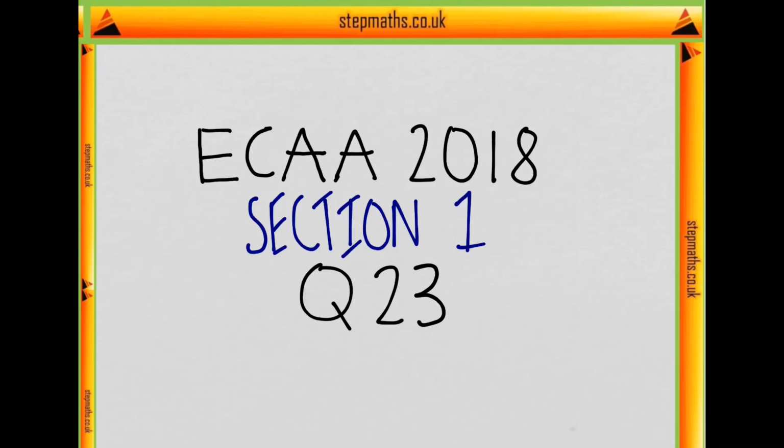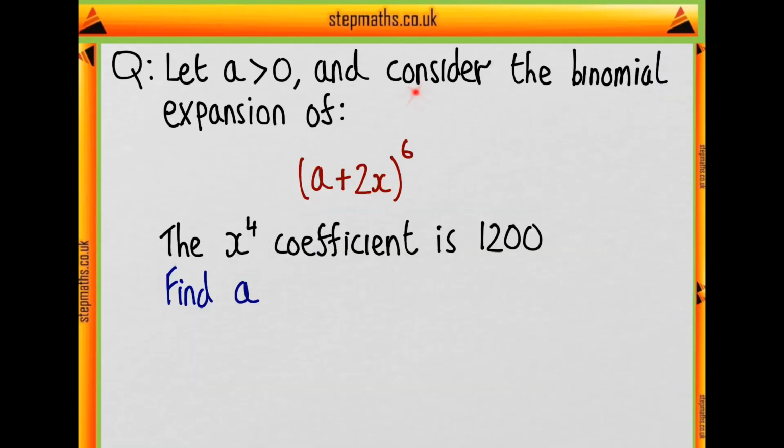This is question 23 from section 1 of the 2018 ECAA paper. In this question, we're given (a + 2x)^6 and asked to consider the binomial expansion of it, assuming a is greater than 0. We're told that the x^4 coefficient is 1200 from this expansion, and we're asked to find a with this knowledge.